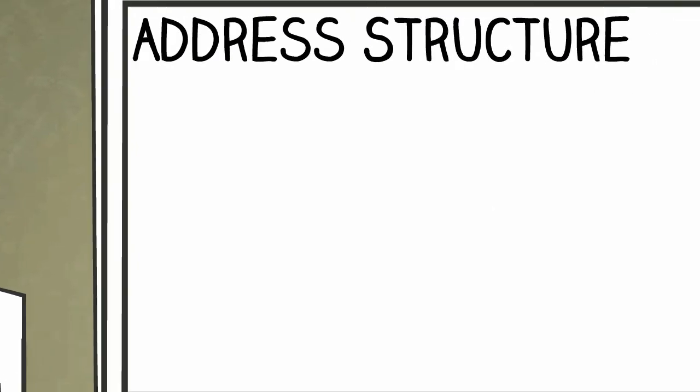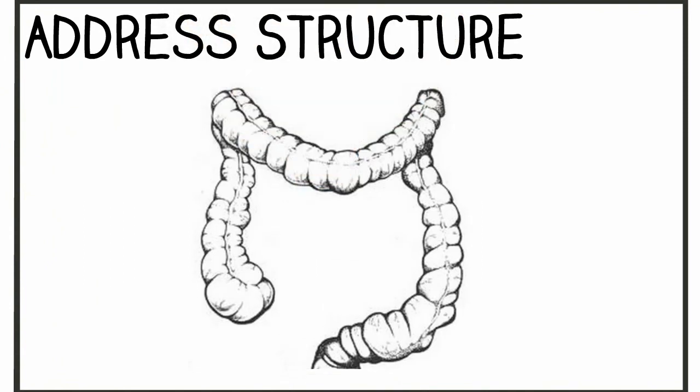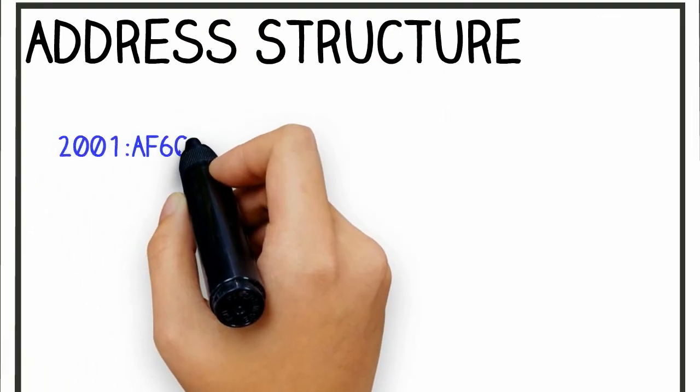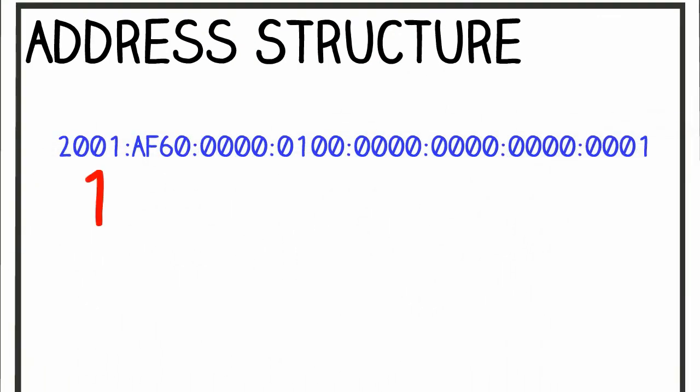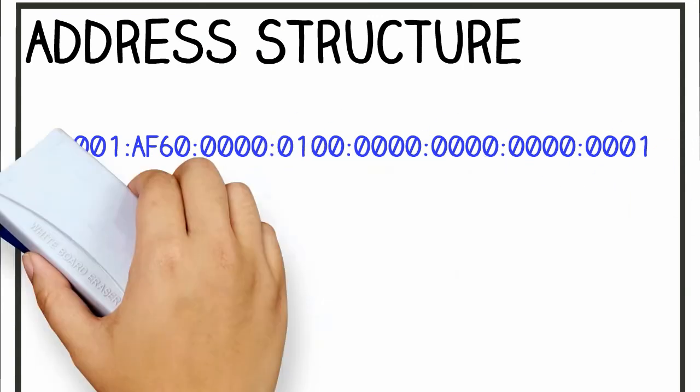First, a bit about the structure of an IPv6 address. No dots. We separate chunks of hex numbers with colons. Not that kind of colon. Here's an example. Now if you count them up, you'll find 8 chunks separated by the colons.